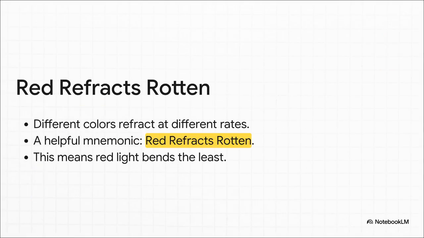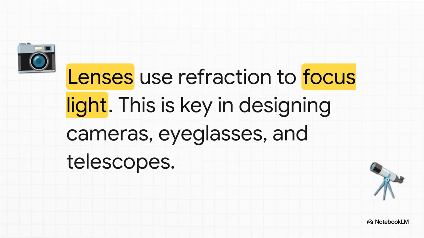But wait, why do the colors separate in the first place? Well, it's because each color of light actually bends at a slightly different angle. And here's a fun little mnemonic to remember the order. Red refracts rotten. That just means that red light bends the least. On the other end of the spectrum, violet light bends the most, which is what spreads the rainbow out for us to see. And this principle is just everywhere.